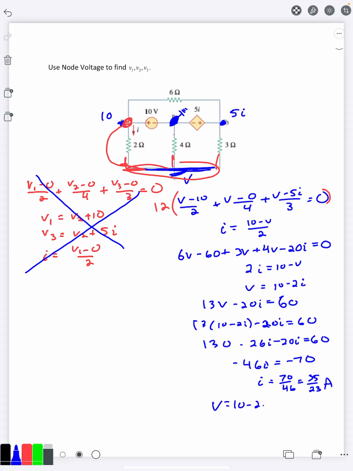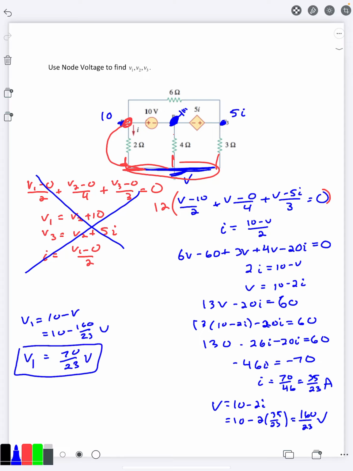V is 10 minus 2i. So 10 minus 2 times 35 over 23. Let's see here. 230 minus 70 is going to be 160 over 23 volts for V. And my V1 then would be 10 minus that. So 10 minus 160 over 23. That's going to be 70 over 23 is my V1. If I want my V2, that would be 0 minus V. So that's going to be just a negative 160 over 23 volts.